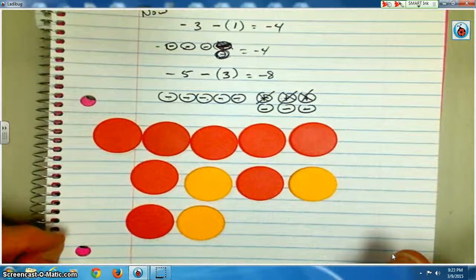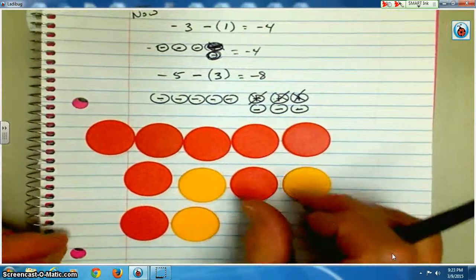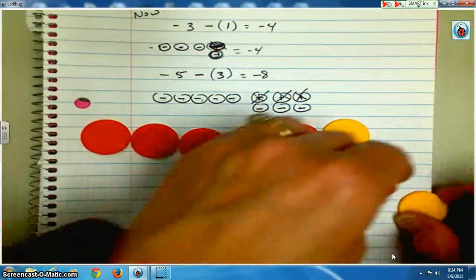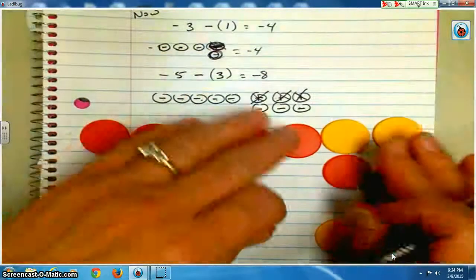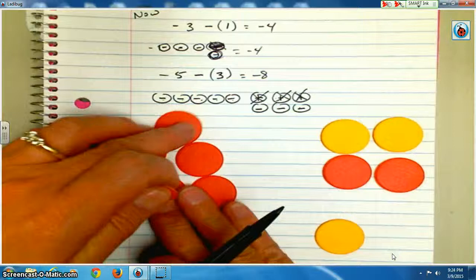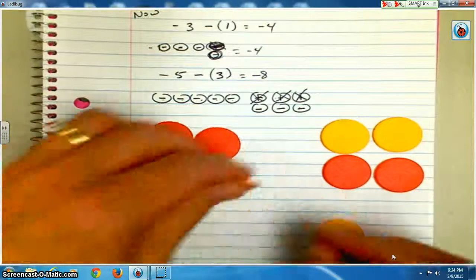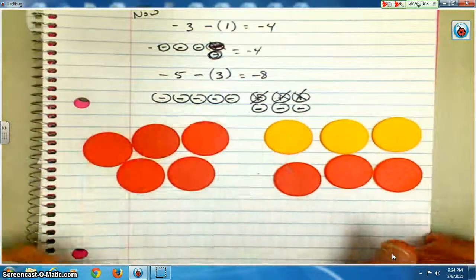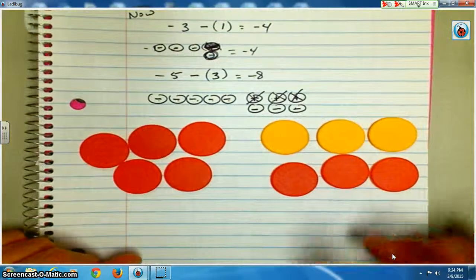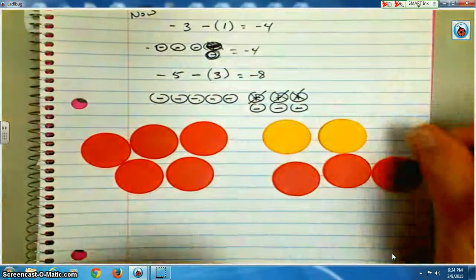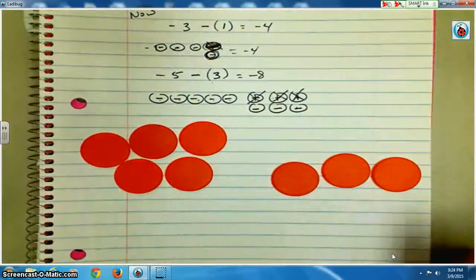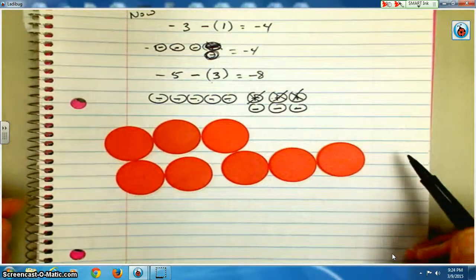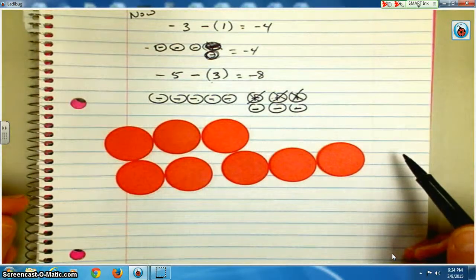So now that we have our 3 0 pairs, we can also line them up like this if you like on the end, so it's a little bit easier to see them. Doesn't matter the order that you do it, really. I'll just put these over here so we have a little bit of room. So there's our 0 pairs. So we added 3 0 pairs. Now we take away our positive 3, 1, 2, 3, and we are left with a total of 8 red chips.